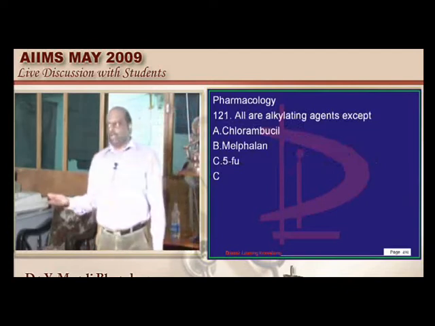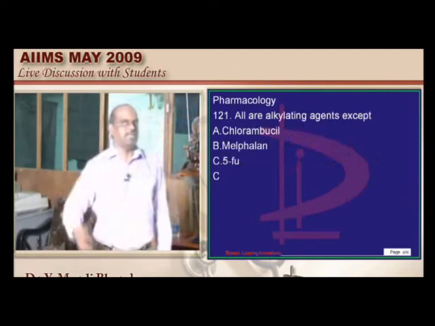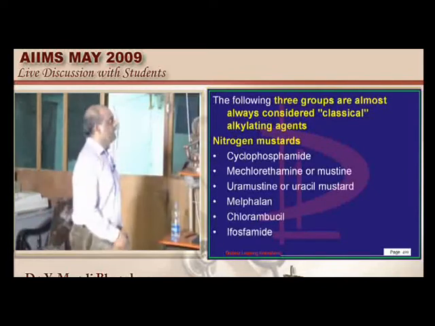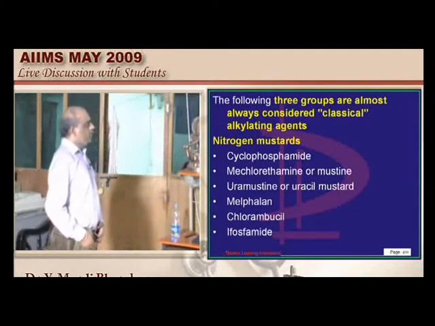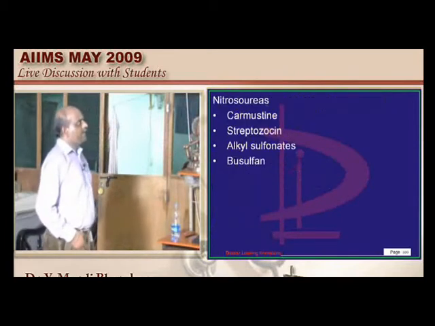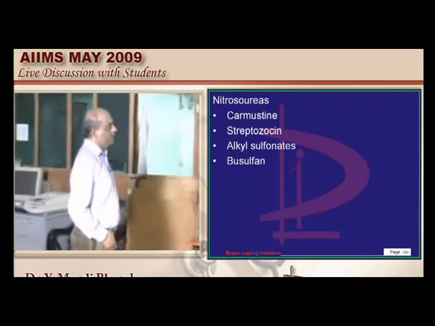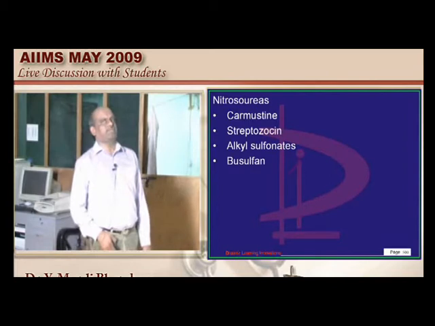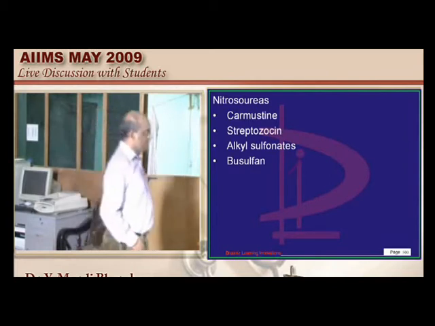Then another traditional question, classification of the anti-neoplastics, which are anti-metabolites, which are alkylating in nature, asked every time. So nitrogen mustards, nitrosoureas, alkyl sulfonates, they are all different alkylating agents. Cyclophosphamide is a nitrogen mustard; melphalan, chlorambucil, carmustine, streptozocin, busulfan are all examples of alkylating agents.